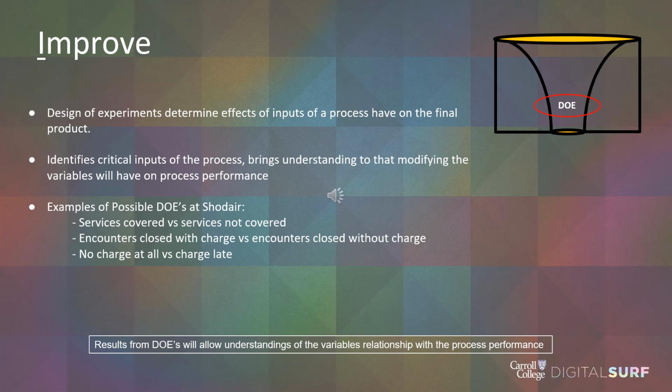From our results from the FMEA, we outlined 3 experiments that could be performed. We want to look at performing tests on services at Shodair being covered versus services not being covered, encounters being closed with a charge versus encounters being closed without a charge, and finally, no charge versus charge going in late. Results from these DOEs will allow further understanding of the variables' relationship with the process performance. Next, we will discuss the control phase.